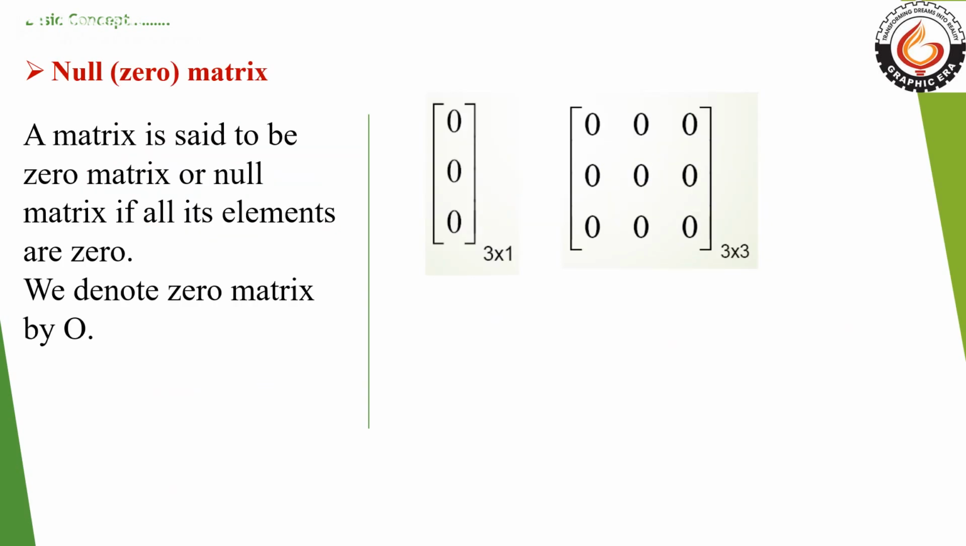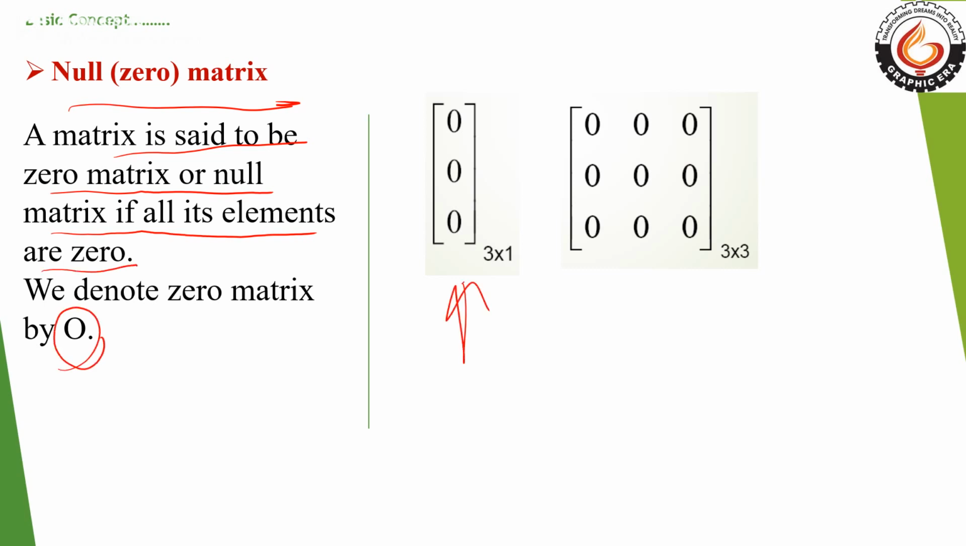Now the null or zero matrix. A matrix is said to be a zero matrix or null matrix if all the elements are 0. It's denoted by O. So this is a null matrix of order 3 cross 1. All the elements are 0, and this is a null matrix of order 3. All the elements of this matrix are 0.